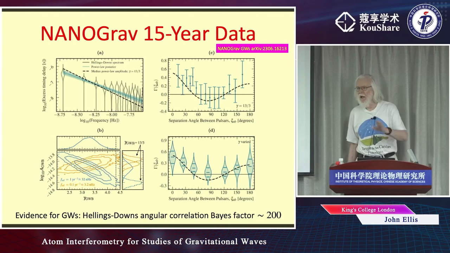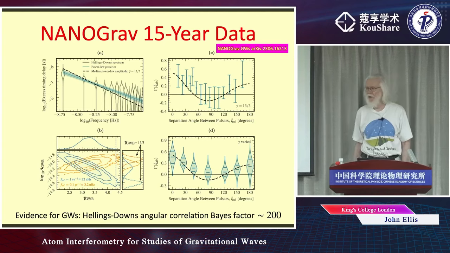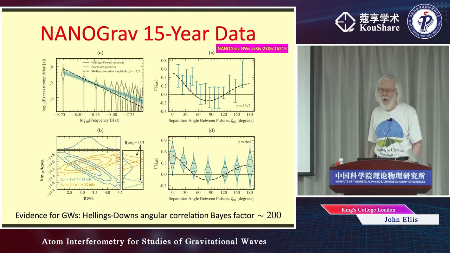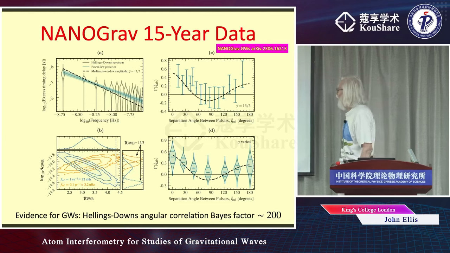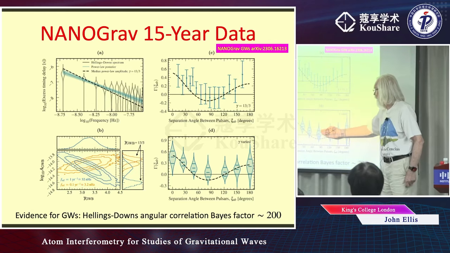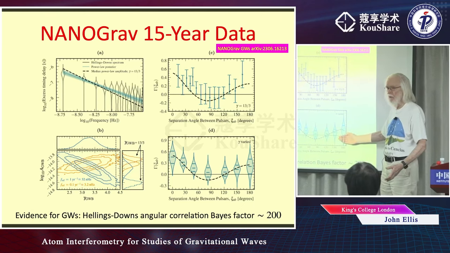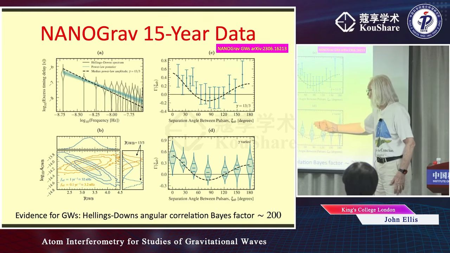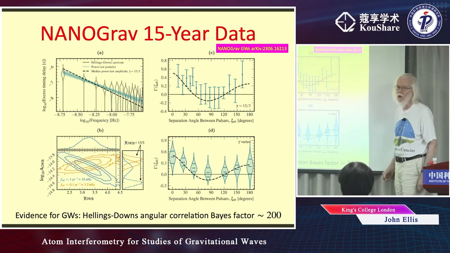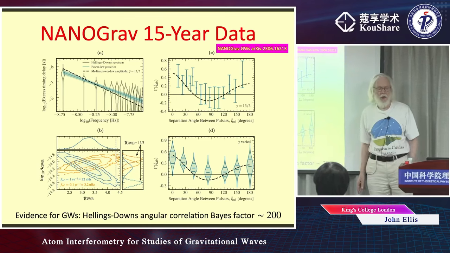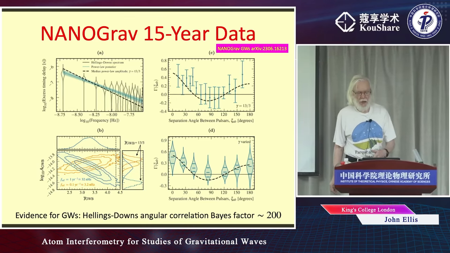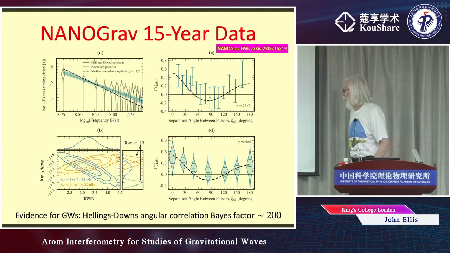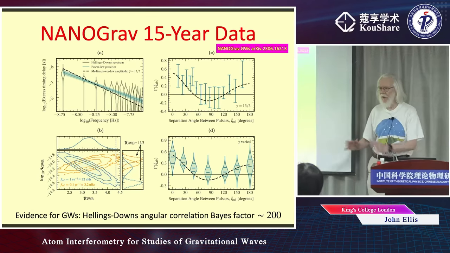So that was January. Now we're in July. So what happened in June? In June, NANOGrav released their 15-year data sample, and now they claim, at a level of 3.5 or 4 sigma, to see the typical angular correlation expected from gravitational waves. The existence of this correlation was calculated many years ago by Hellings and Downs, and NANOGrav claim a Bayesian evidence for this of 200, whatever that means.